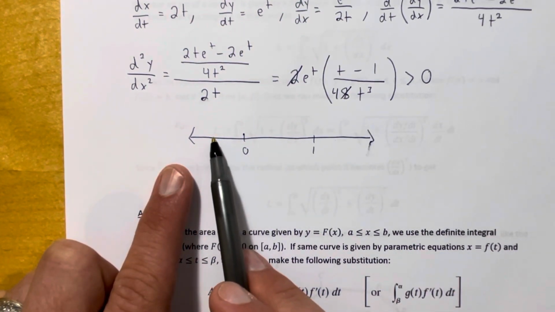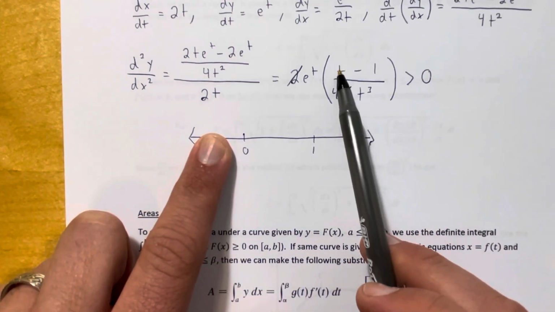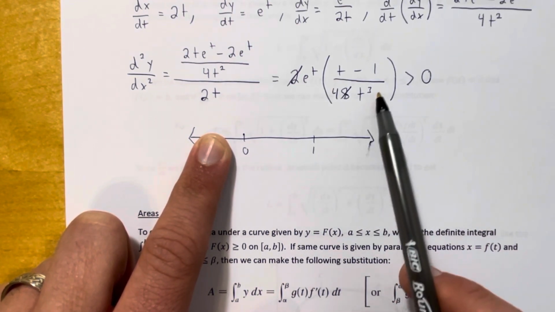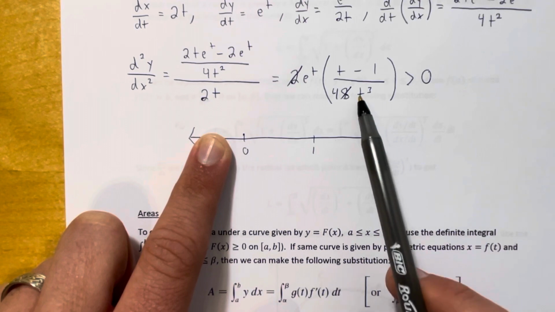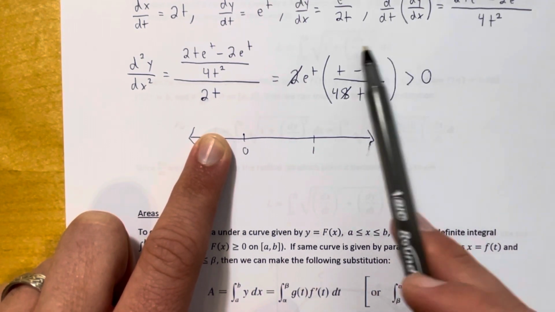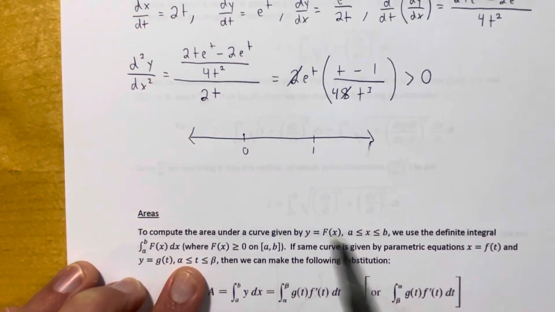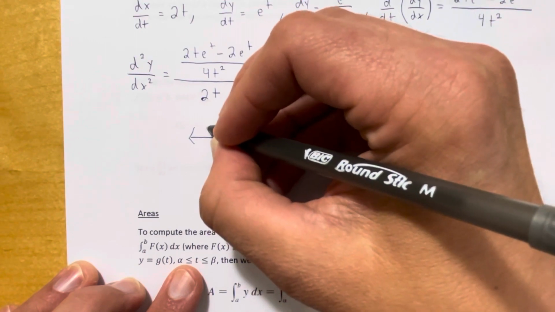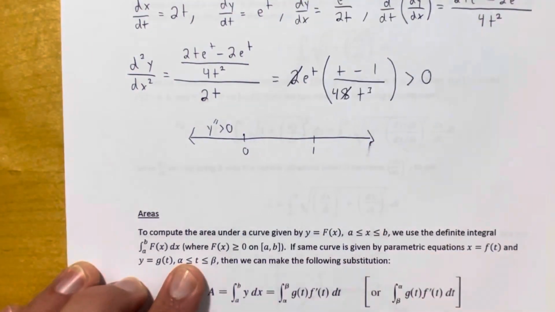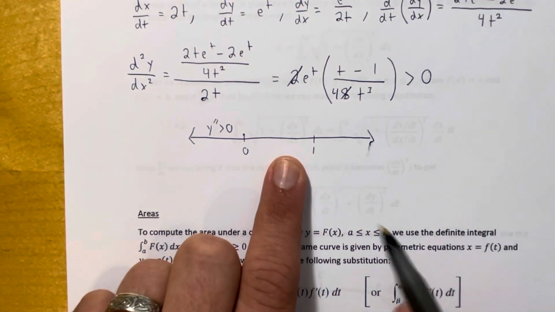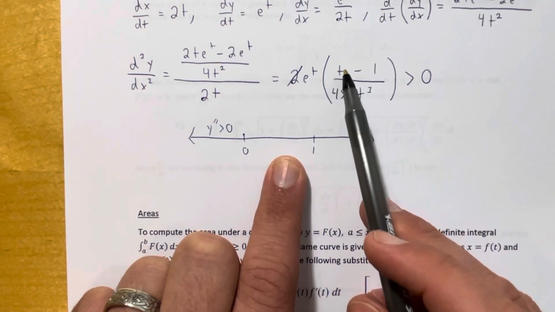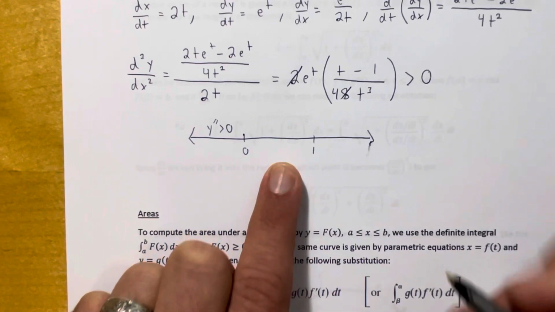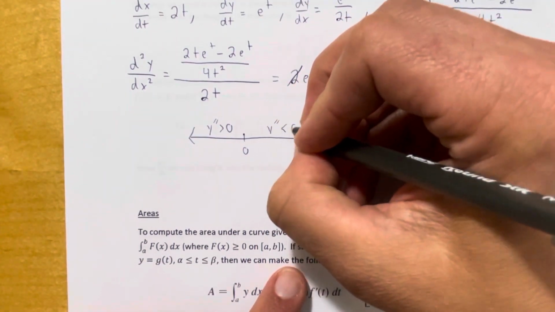So for example, if I take -1, which belongs over here, I have -1 minus 1, which is negative, it's -2, divided by (-1) cubed, which is -1, also going to be negative. Negative over negative is positive. e to the t is always positive, so that gives me a positive value. So here we would see that our second derivative, y double prime, is positive. If I pick a sample value in here, say 1/2, 1/2 minus 1 is a negative number, 1/2 cubed is a positive number, negative over positive is negative, times positive is still negative. y double prime is negative here.